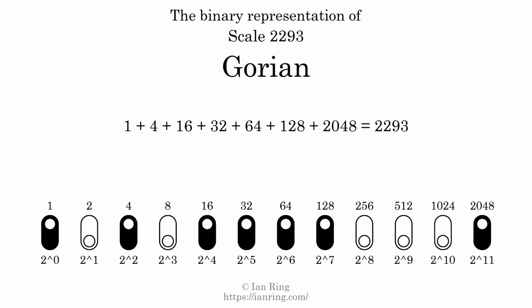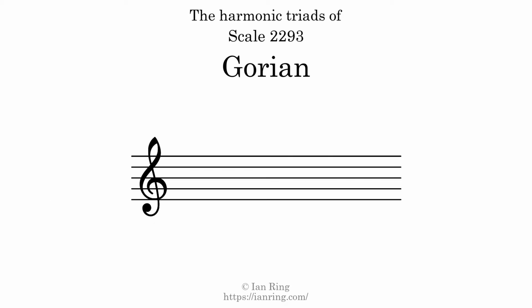The scale number not only enumerates the scale with a unique index, but it also literally describes the tonal content of the scale. Represented as a binary number in base 2, the scale number is 1000111100101. Here are the harmonic triads present in this scale.